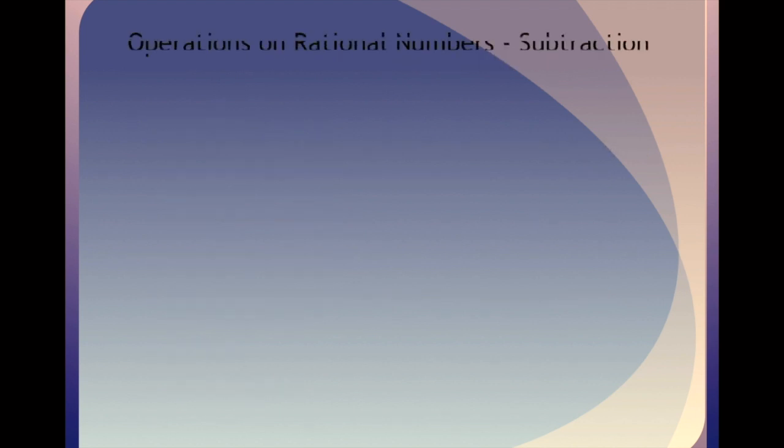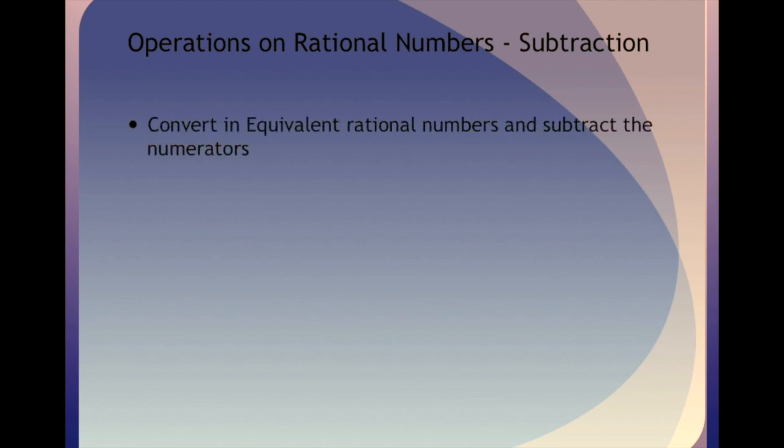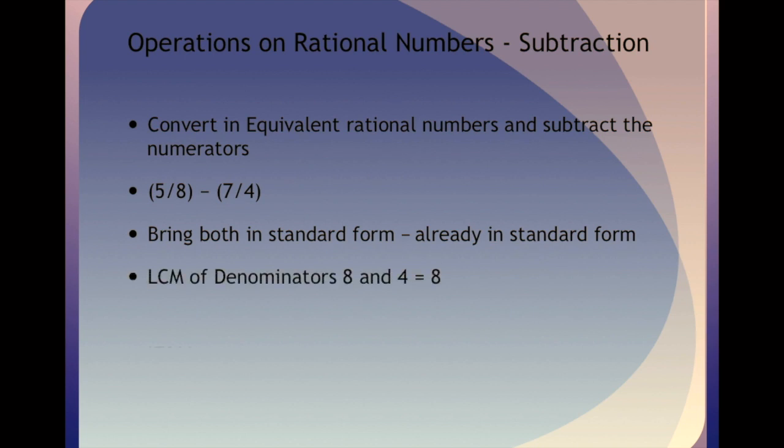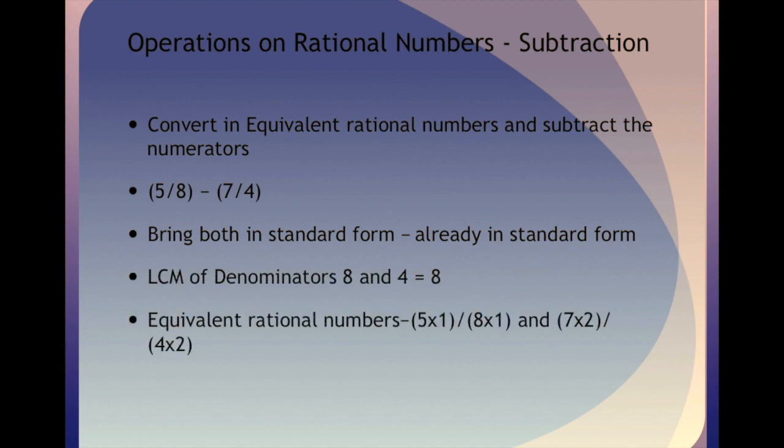Now let us jump to subtraction of rational numbers. Subtraction is similar to addition. You have to follow all the steps similar to addition. First bringing them into standard form, then converting them into equivalent rational numbers, and then doing the subtraction operation only on numerator and finding out the answer.